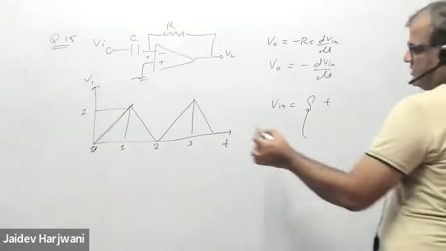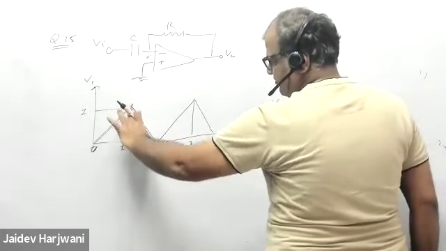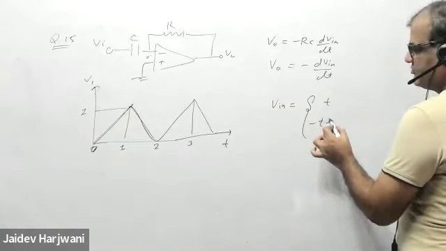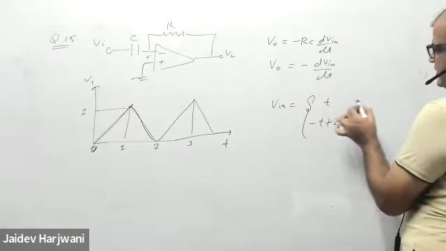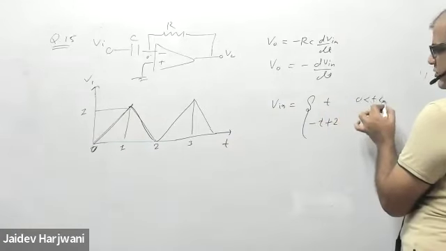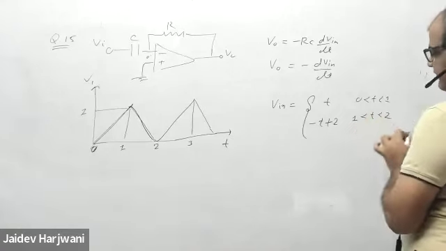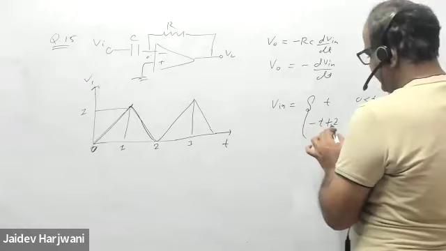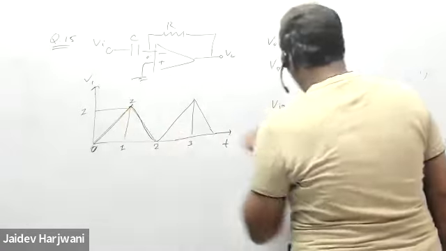For the next one, the slope is negative, the slope is same. Same time period is coming, 1 to 2, difference is same. So slope is negative: minus T plus, what should I write? 2. Let us check. This is T equal to 0 to 1, and from 1 the time period is 2 seconds. If I write 2 here, it becomes 0. If I write 1 second here, then this is 1. So this equation is correct.